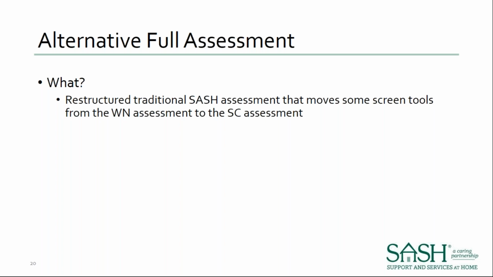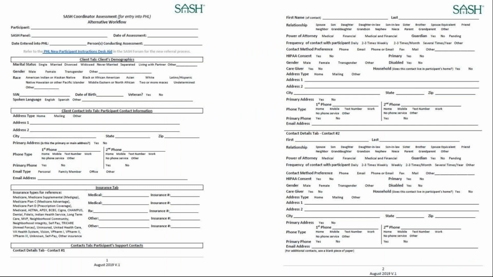Great. Thank you. All right, so after you do the pre-assessment, you still have the full assessment to go over. So what is it? And how does it differ from our assessment right now? Simply put, it's just a restructured traditional SASH assessment that moves some of the screening tools over from the wellness nurse to the SASH coordinator assessment. We will walk through what screens moved. We'll walk through the SASH coordinator assessment first, and then the wellness nurse.